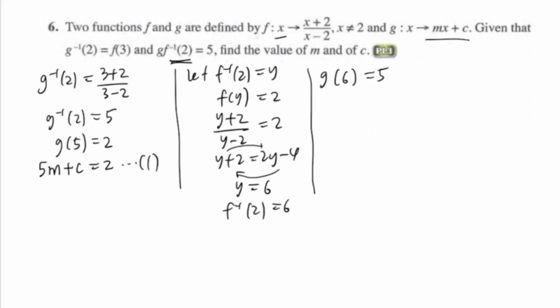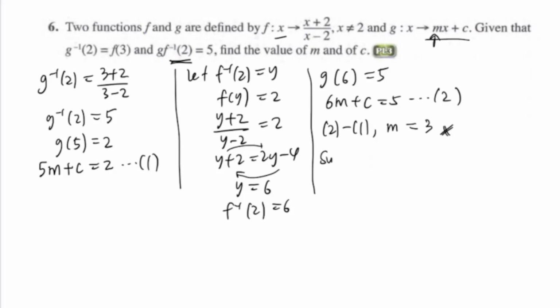Let's put 6 inside here. 6 times m plus c is now 5. This is my second equation. So just solve them simultaneously, equation 1, equation 2. Let's take equation 2 minus equation 1. 6m minus 5m, you get 1m. c minus c is 0. 5 minus 2, m is just 3.